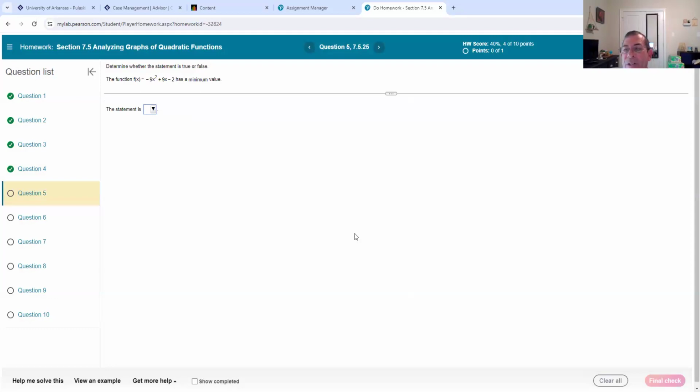All right, y'all knowing what we just know. Is this true or false? The function f of x equals -9 times x squared plus 9x minus 2 has a minimum value. True or false?